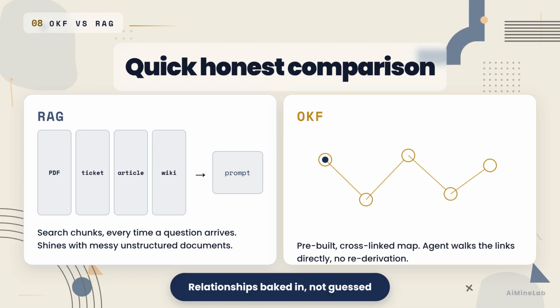RAG rederives knowledge from raw chunks on demand. An OKF bundle stores curated concepts. A configuration reads and updates on its own. For something as relational as a Salesforce schema, that distinction matters. A chunk of text about the opportunity table won't tell your configuration which 5 other entities depend on it. The linked concept document will, since the relationship is baked into the format itself, not guessed from surrounding paragraphs.